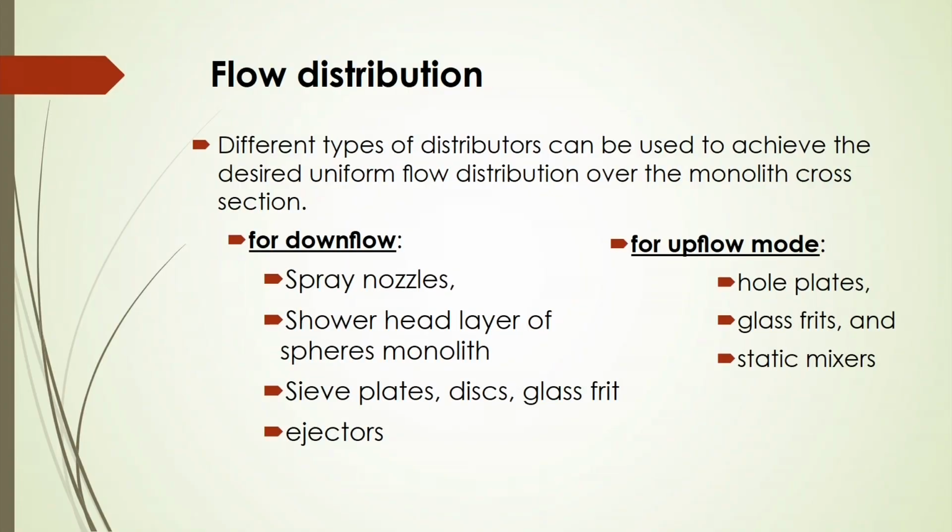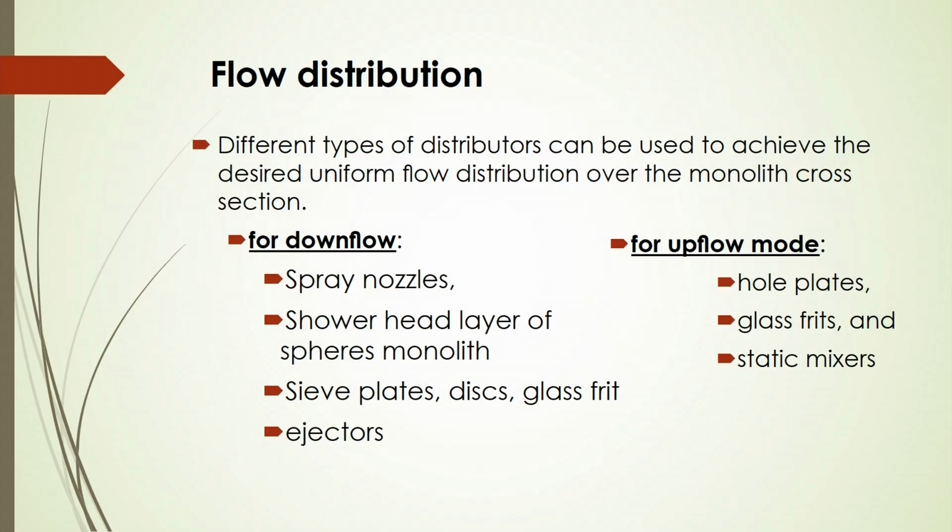Now, different types of distributors are sometimes used to achieve the desired uniform flow distribution over the monolith cross section. For downflow and upflow modes, which distributors are used for the distribution of the phases in the reactor? For downflow, generally spray nozzles, shower head, layer of spheres, monolith, even sheet plates, discs, glass frit, and ejectors. These are the different distributors used for the distribution of the liquid.